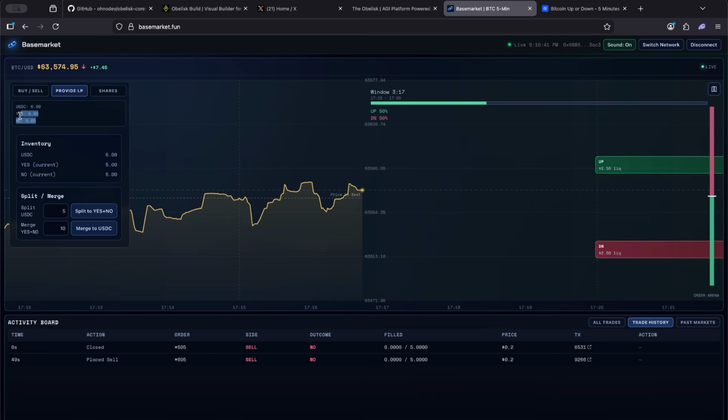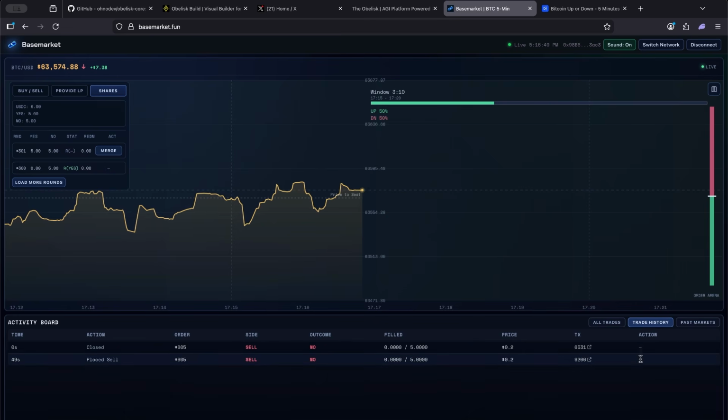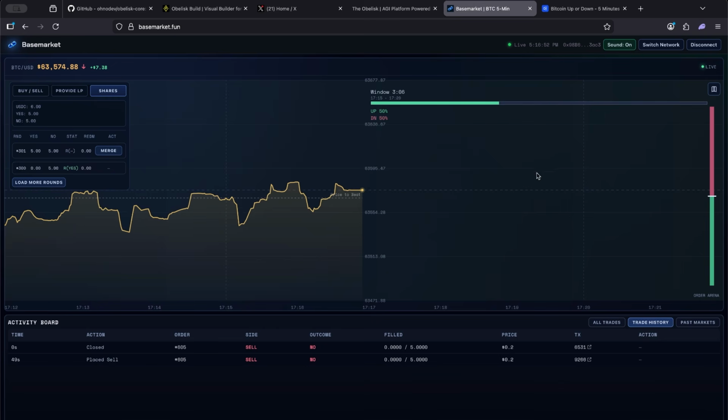If you have yes shares from previous rounds, they will show up in the shares tab. And if you don't see the redeem button, check your trade history. Make sure you cancel and refund all the orders. Okay, and now as you can see, we've seen these boxes show up and they got removed.